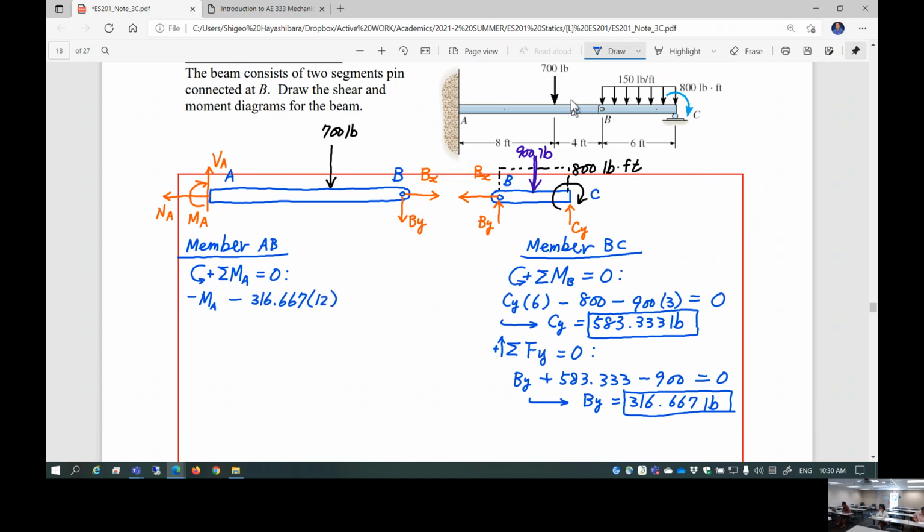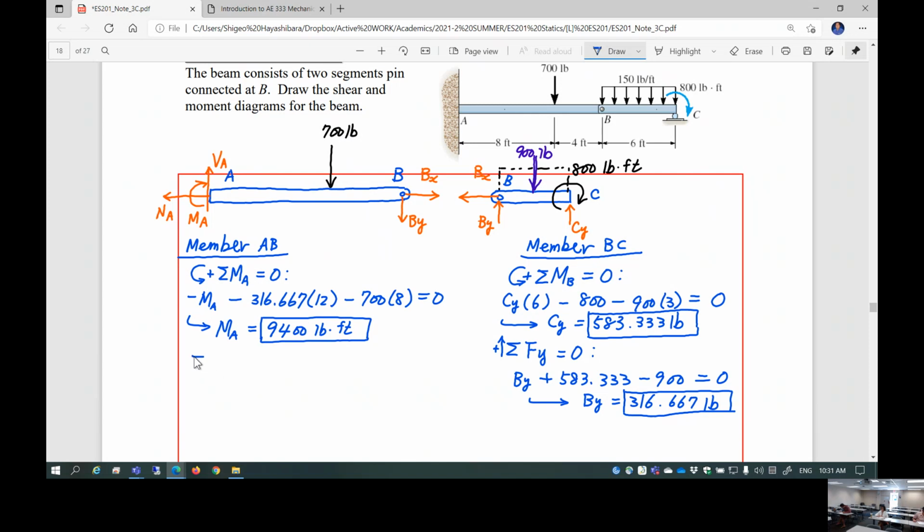And this 700 pounds applied in here, so this is going to be another negative. Yeah, another negative 700 times 8 foot, right? Set equal to 0. This is going to give you internal, not internal, this is support reaction moment, Ma. Support reaction moment, Ma, is 9,400 pound-foot. Okay. So now I got reaction moment at point A.